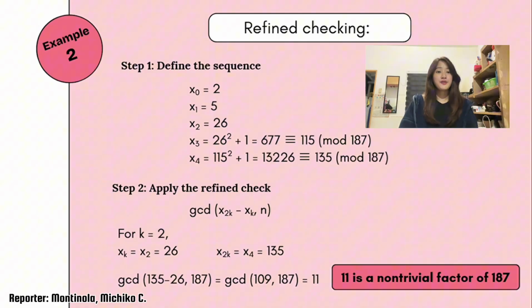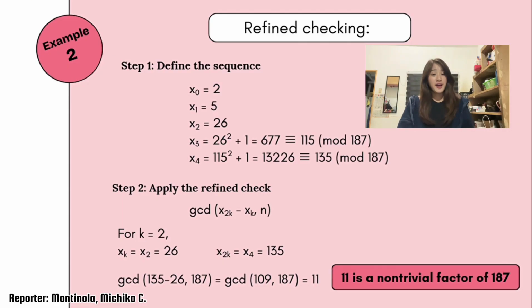In here, we have the formula of GCD of x sub 2k minus x sub k and the modulo n. Now, let's define what k is. Our k will be our starting value, which is equal to 2. As for our x sub k, we will be using x sub 2, and x sub 2 is equal to 26. And for 2k, we will be multiplying the k, and that will be equal to x sub 4. And x sub 4 is equal to 135.